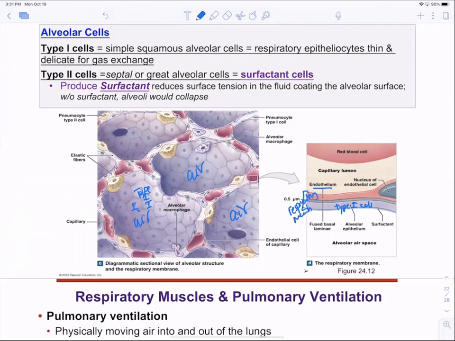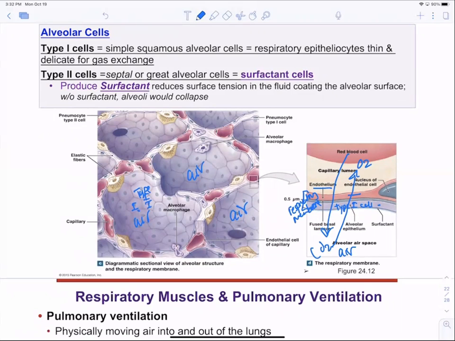And so the respiratory membrane is a type 1 simple squamous cell here and the endothelial cell. And so there's very quick gas exchange, right? So there's air and it's bringing oxygen and getting rid of carbon dioxide. It's got to be a thin membrane for diffusion to occur quickly and efficiently.